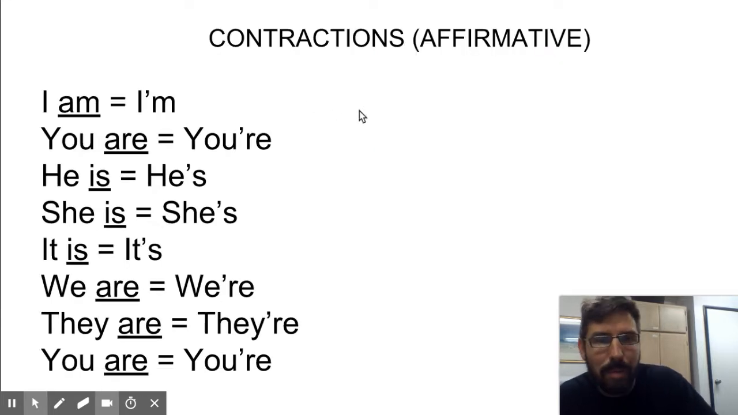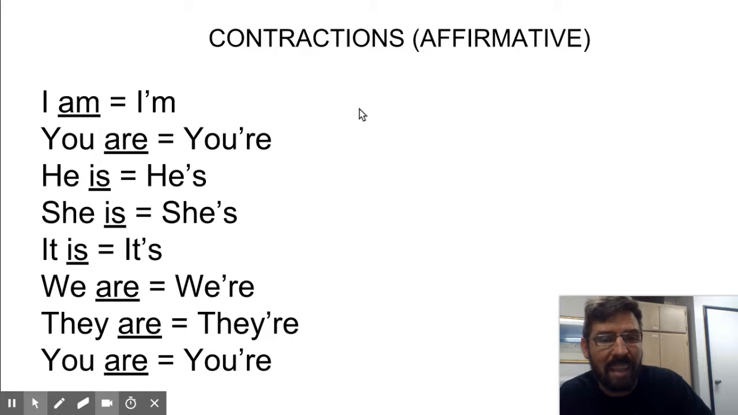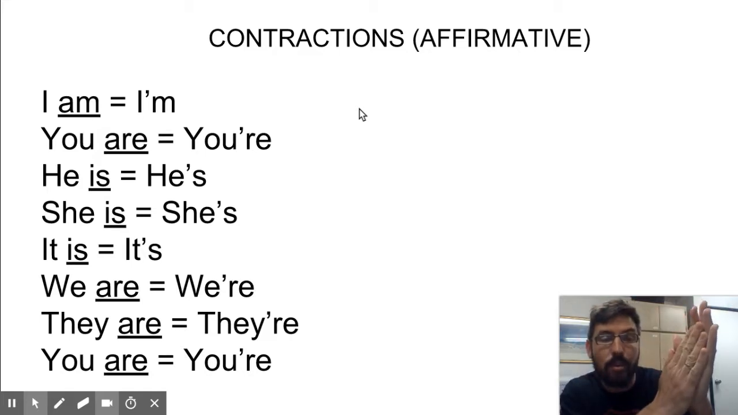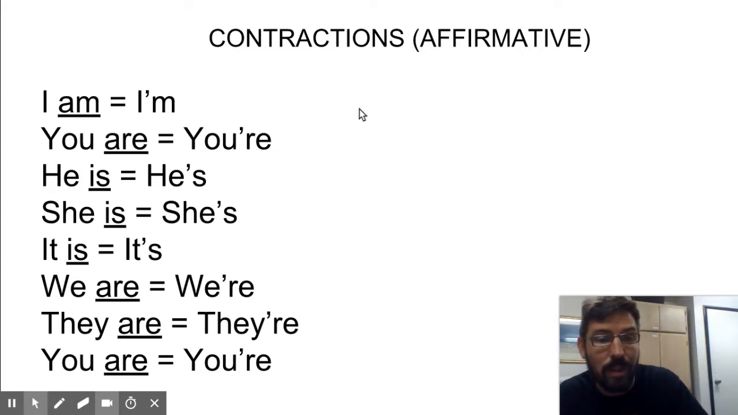And finally, I want to talk about contractions. In English, especially when we are speaking, we like to put the subject and the verb together. So instead of saying I am, I like to say I'm. You are, put them together, you're. So I can say, you're smart. You're smart means you are smart. Or you're a student means you are a student.